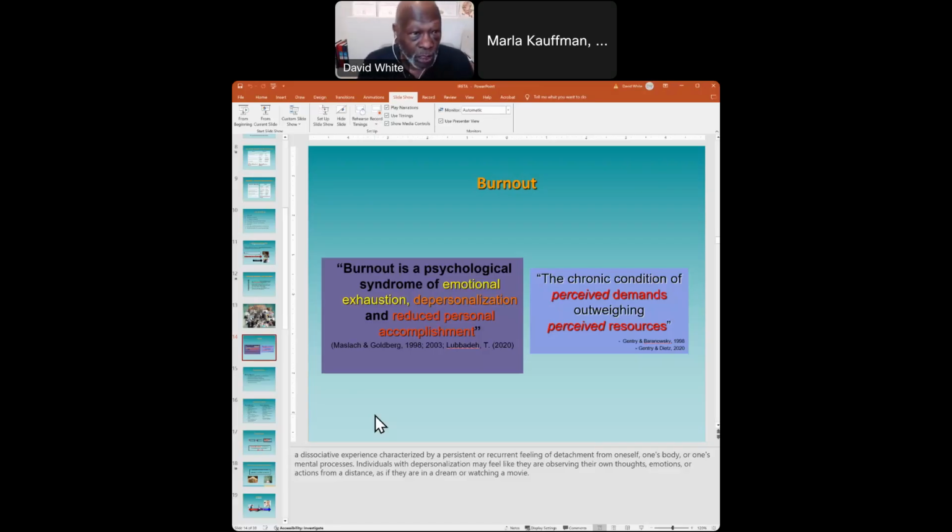Dr. Gentry, who is the developer of forward-facing professional resilience, and one of his colleagues, Anna Baranowski, who's up in Canada, as well as Mr. Dietz, whose first name I forget, but he's an MD that works in the emergency room. He's a director of emergency services for a large conglomerate on the West Coast. As a result of their work, they came up with this definition, which is very simple, and I kind of like it. It's the chronic condition of perceived demands outweighing perceived resources.